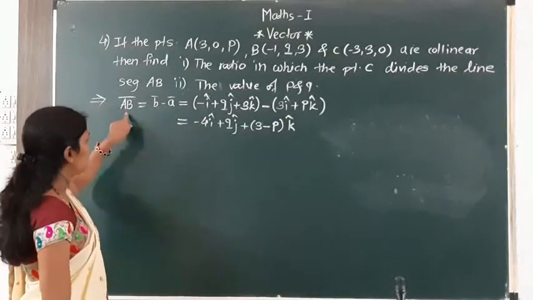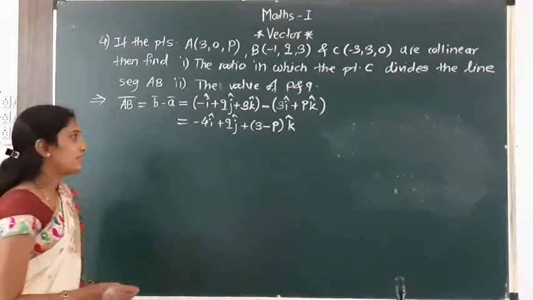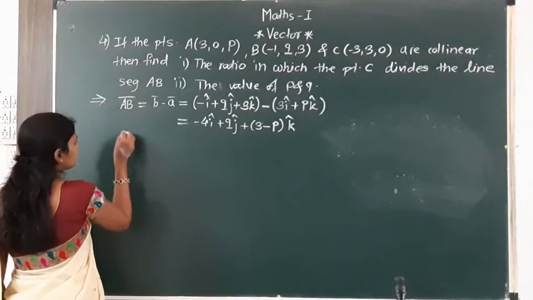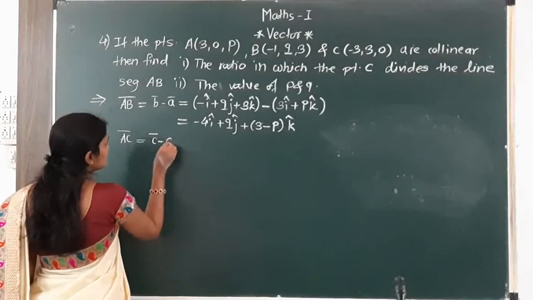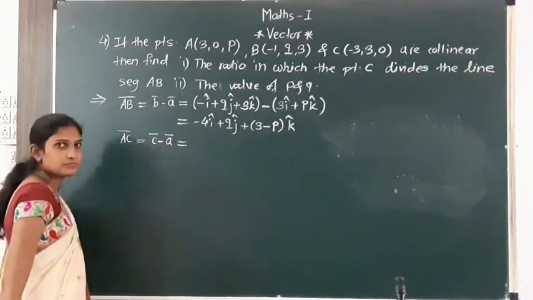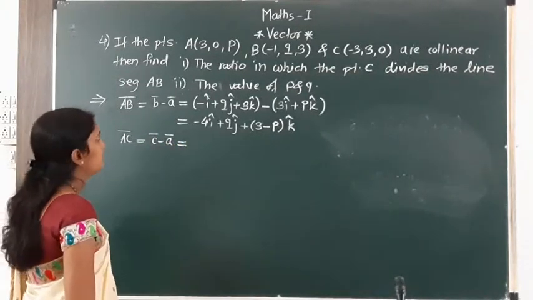This is the value of AB bar. Now we find AC bar. What is AC bar? C bar minus A bar.